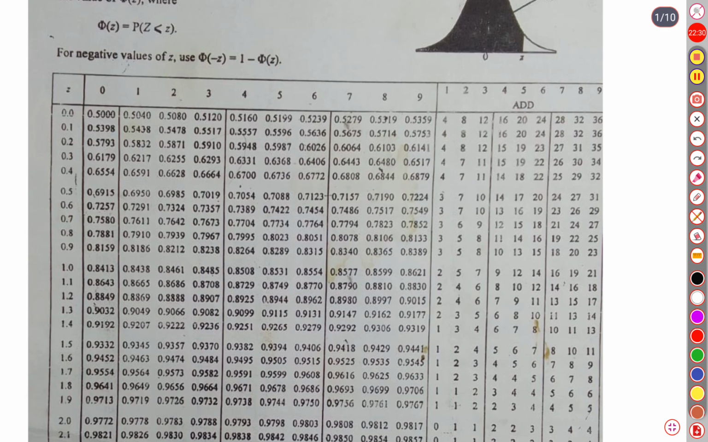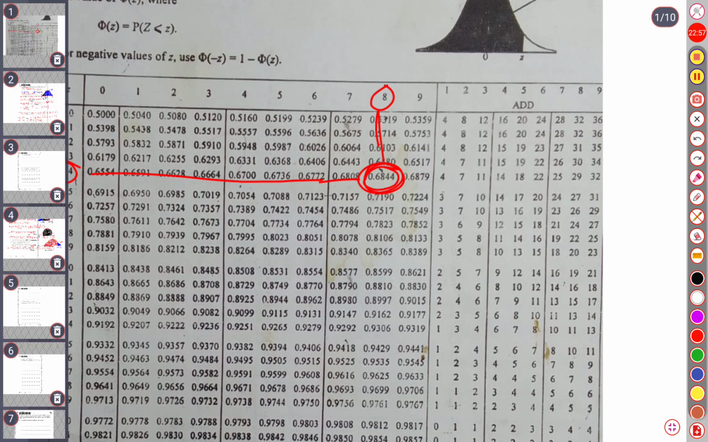Our z-score in both cases is 0.48. So 0.4 is over here, row is 0.4 and column is 8. That means our corresponding probability is going to be 0.6844. This is what our corresponding probability is. So we will have to just insert this in both cases.